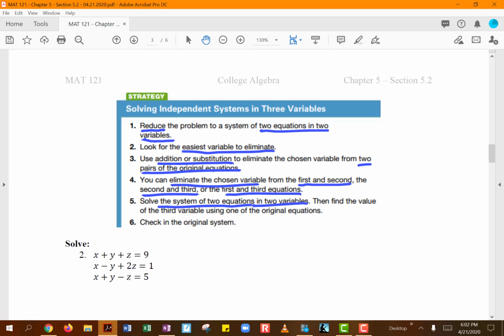You will basically get the answers for two of the variables, and then to find the value of the third variable, go back to one of the original equations, substitute the two variables you found, and of course you'll find the third one. We always want to check our final answer in the original system to make sure it works for all three equations.